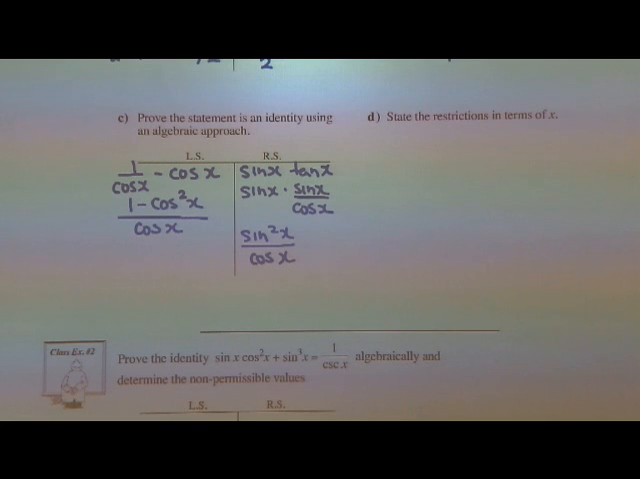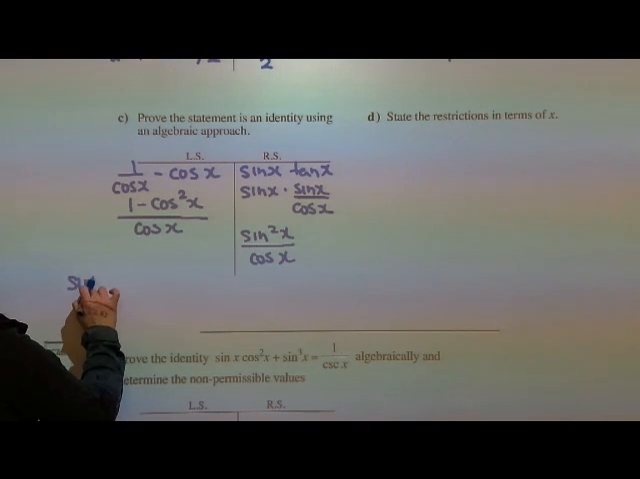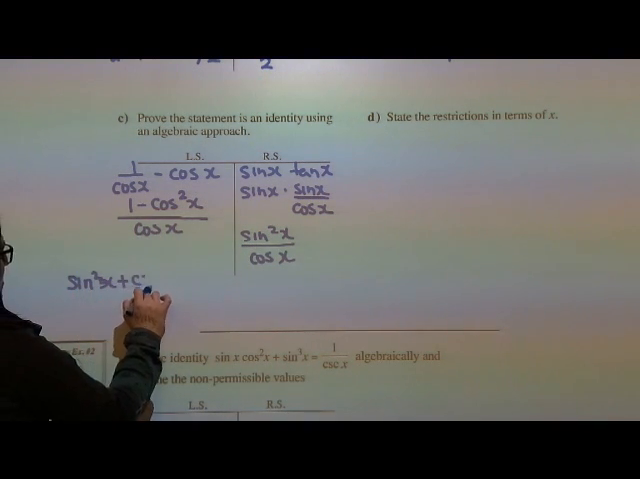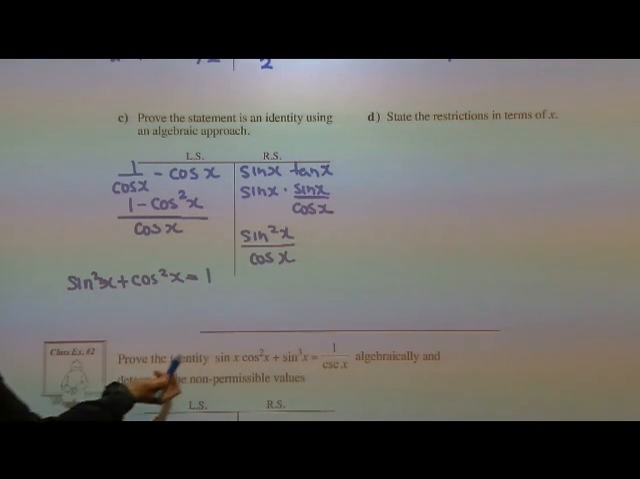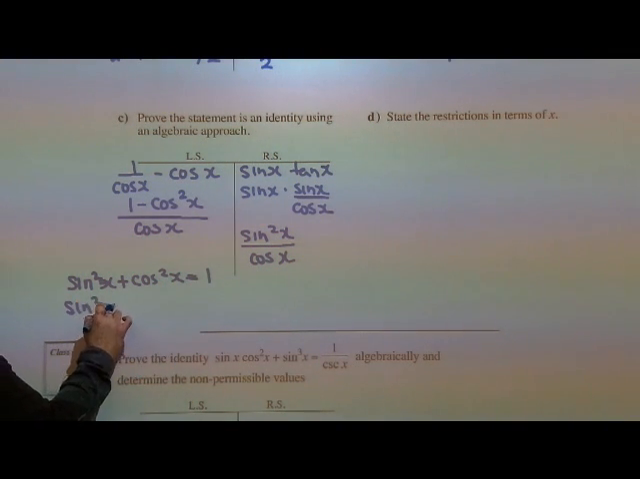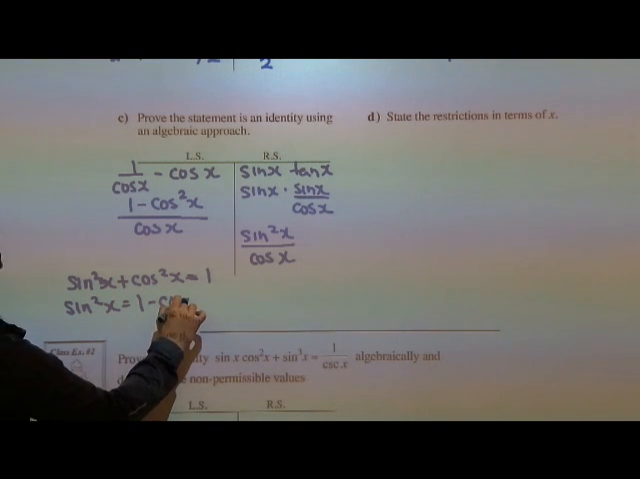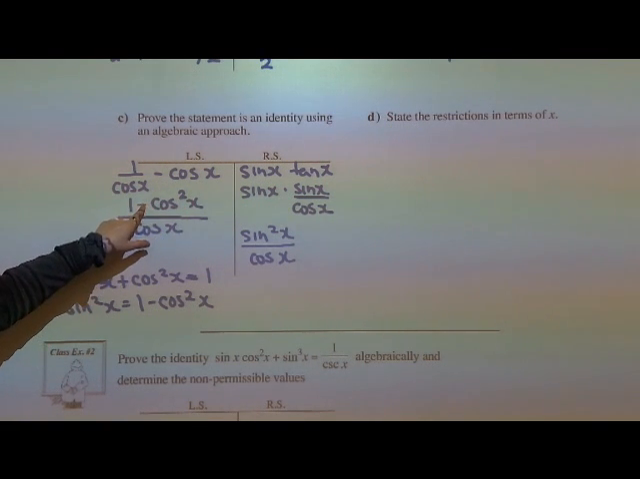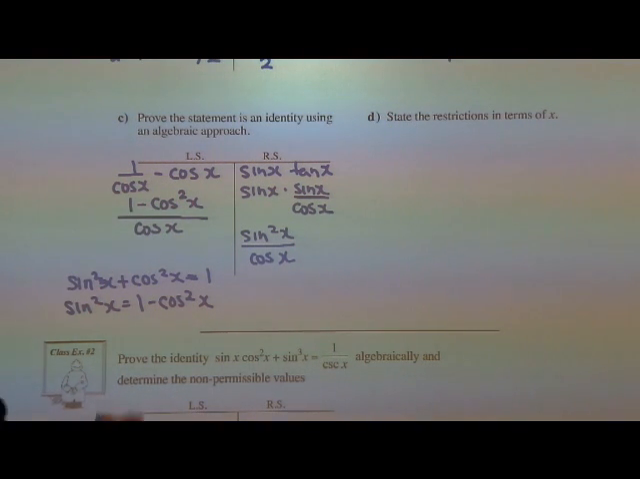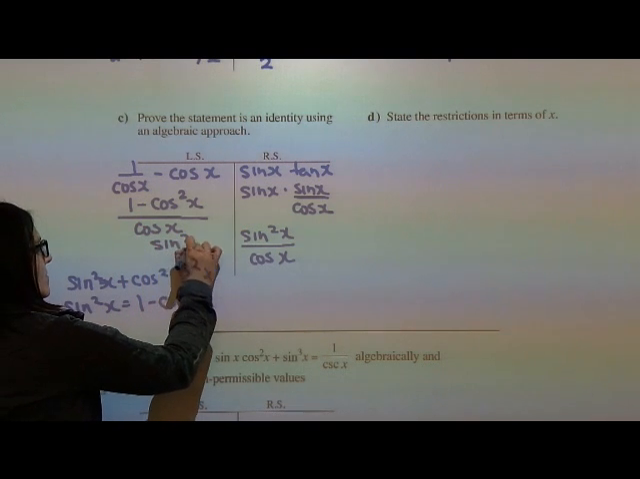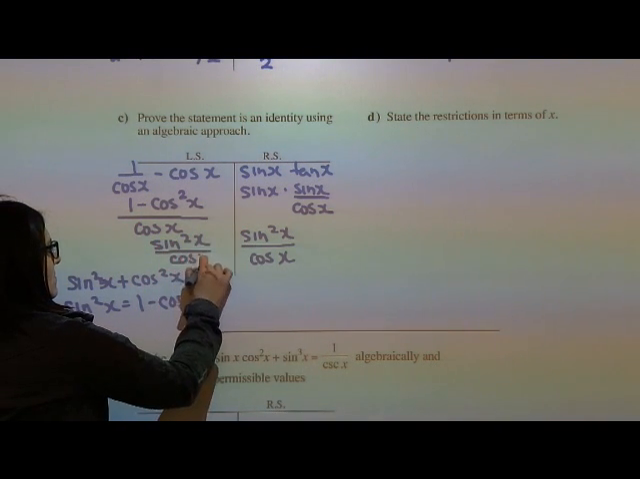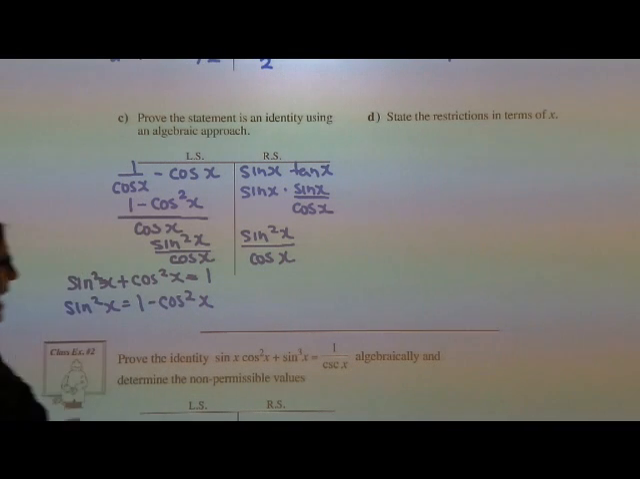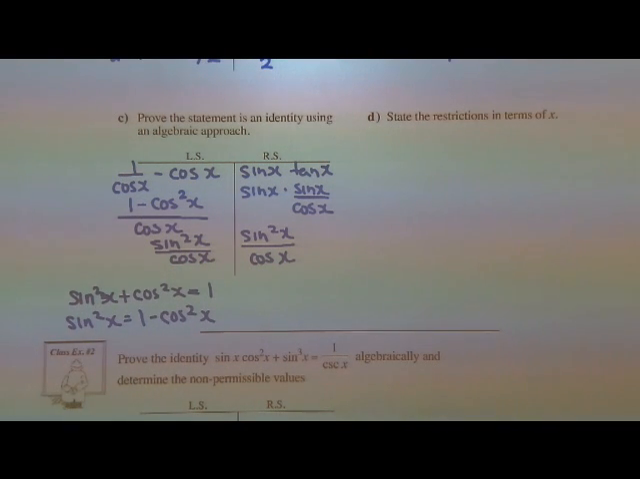Now 1 minus cos squared x, that's a hidden Pythagorean identity. The Pythagorean identity is sine squared x plus cos squared x equals 1. And if I isolate sine squared, I get 1 minus cos squared. So I can rewrite this 1 minus cos squared x as sine squared x. So I now have shown that the right side equals the left side.